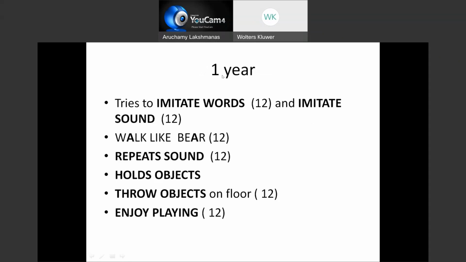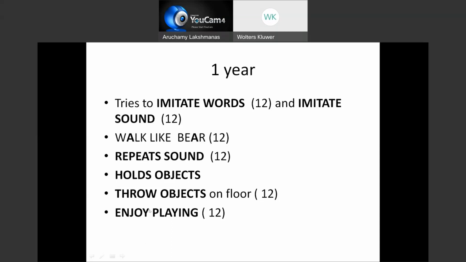So by 1 year, just 12 months, it will try to imitate words and imitate sounds. And it is, as I told you, walk like bear. So just add the letters, it will be 12. Also, it will repeat the sound. When it's imitating the sound and words, it can repeat the sound. It can hold objects, throw objects on the floor. It's called casting. And it can enjoy playing.